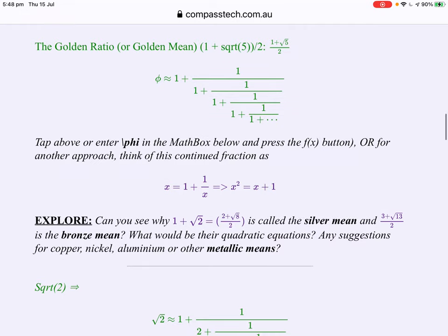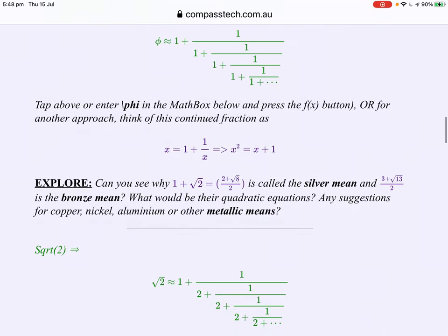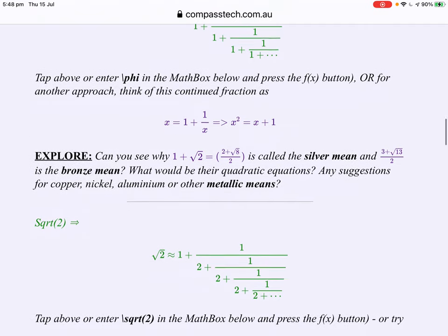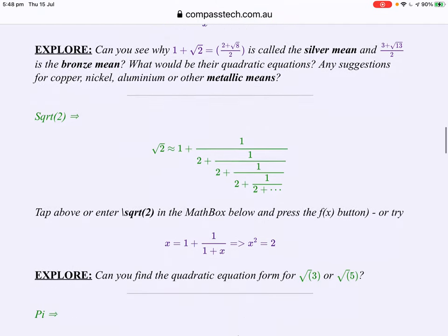Let's have a look at this number, very special number, the golden ratio or golden mean. Okay, its actual value, 1 plus root 5 all over 2, doesn't look all that impressive until you convert it to continued fraction form, where we see it becomes a string of ones. Some say that this is the most irrational number of all, because it never gets any closer or further apart. It closes in on the number in a very regular way. Most irrational numbers aren't so regular.